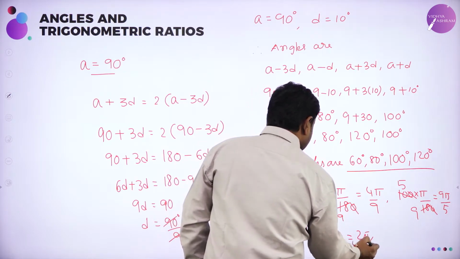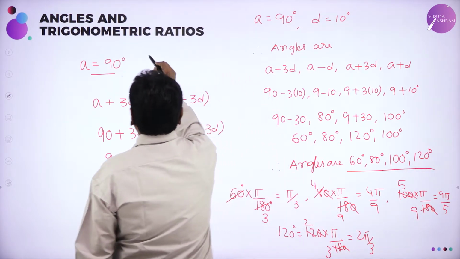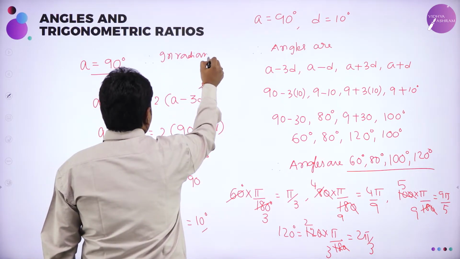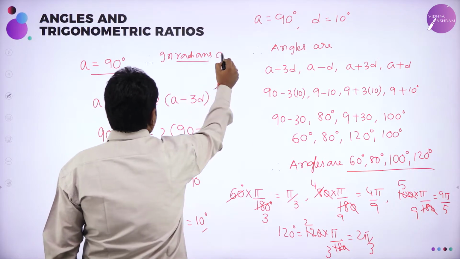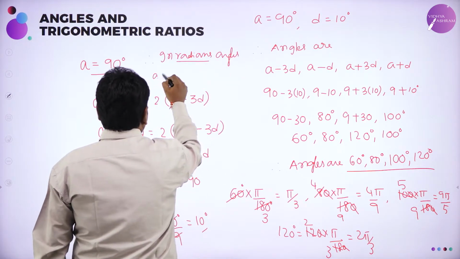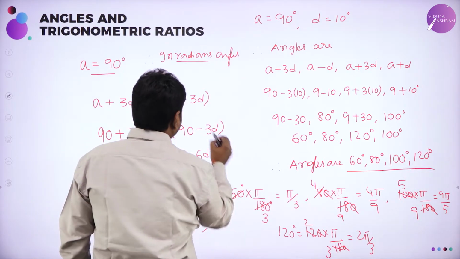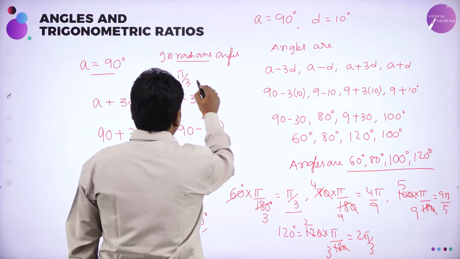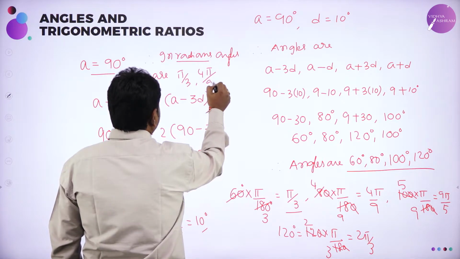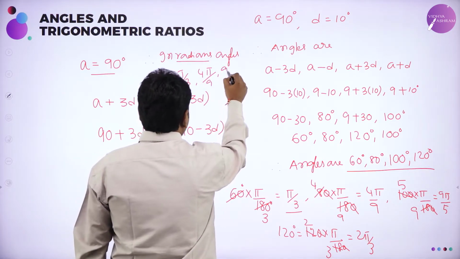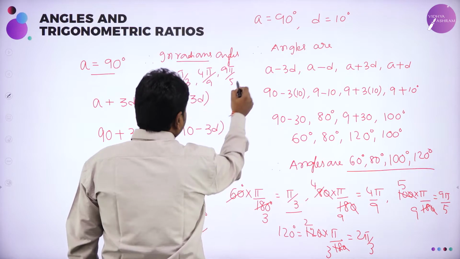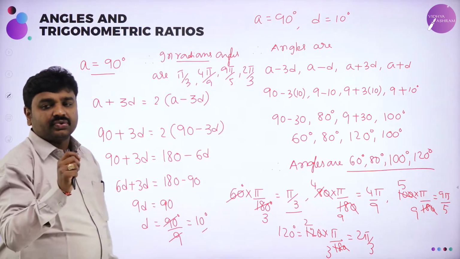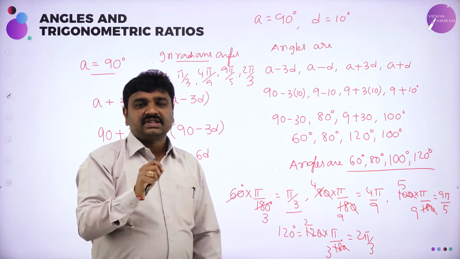by 3. So in radians also we got, therefore in radians the angles are: the first angle is pi by 3, and the next angle is 4 pi by 9, and then the next angle is 5 pi by 9, and then we have 2 pi by 3. These are the angles in what? Radians. So I hope all of you understood the angles in radians as well as angles in degrees.